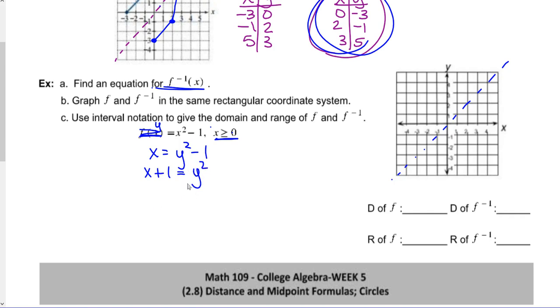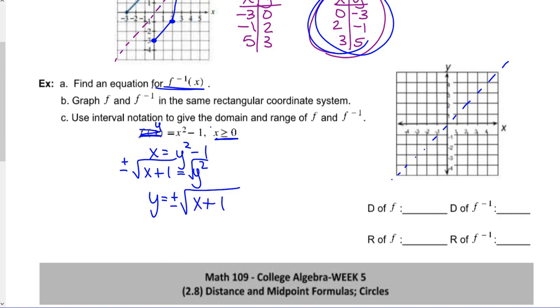And then in order to undo that square, I have to take the square root of both sides, okay? When I square root both sides of an equation, remember there's a plus and a minus there. So I basically have y equals plus or minus the square root of x plus 1.